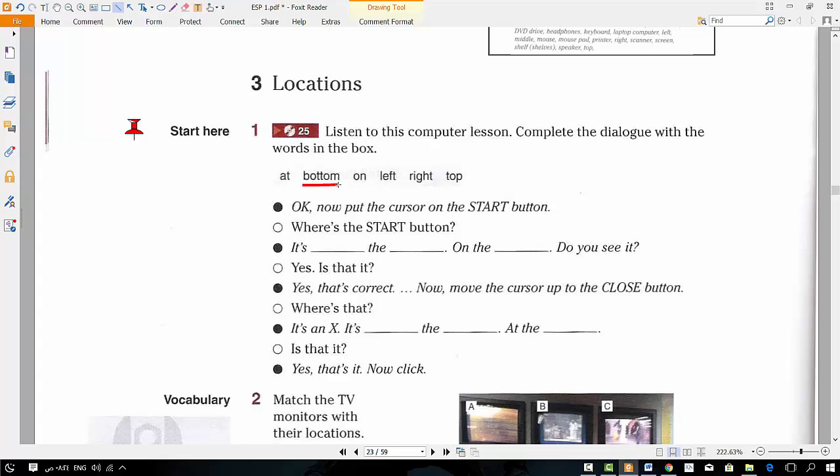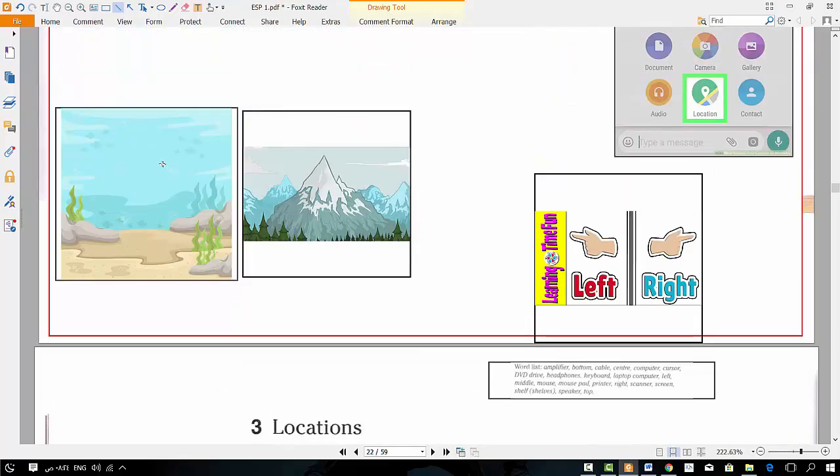Bottom, what's the meaning? Top, what's the meaning? Look at these pictures. What's this? This is a mountain. This is the top of the mountain. Top. قمة.